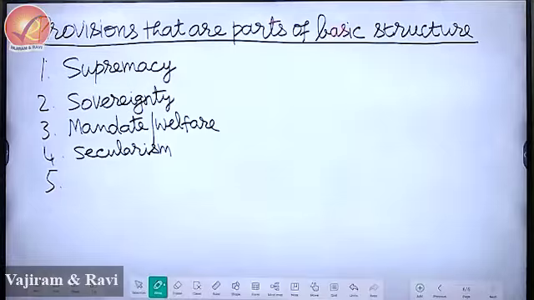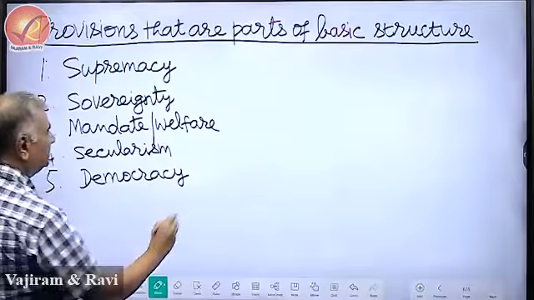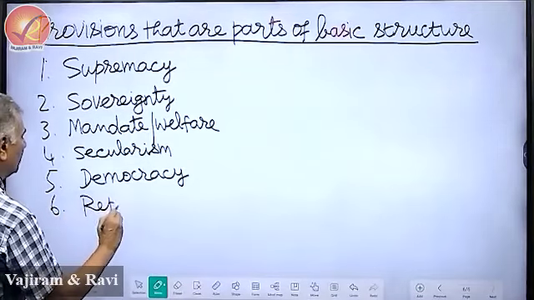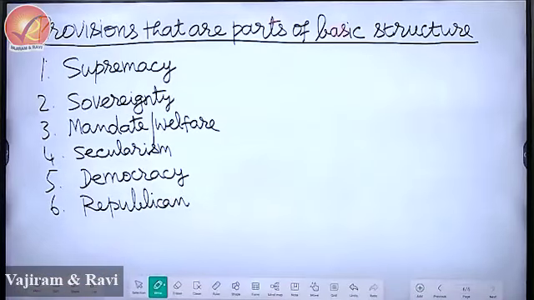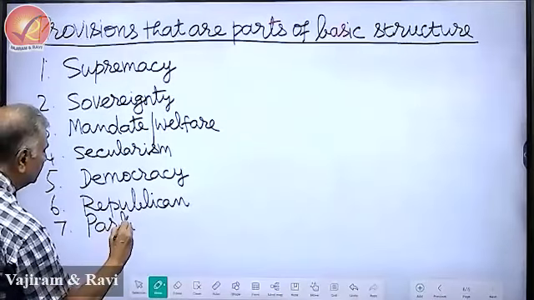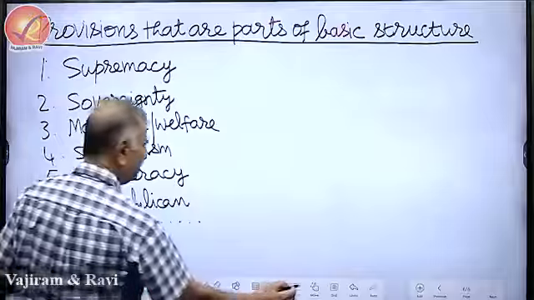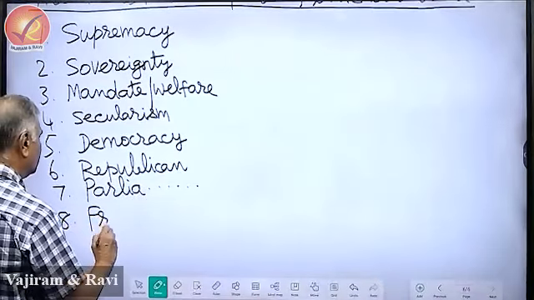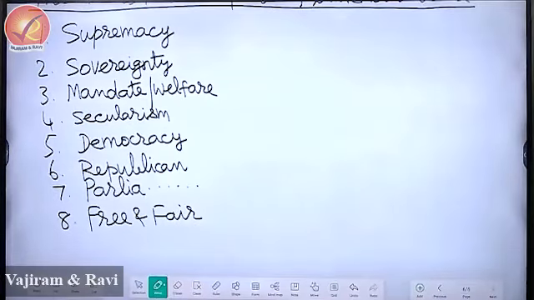5, democracy. Then 6, republican form of government. Then 7, parliamentary form of government. Then free and fair elections in the country.